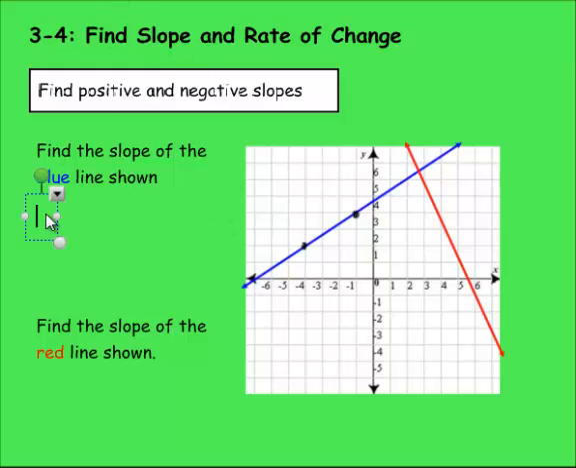Y equals mx plus b. So what's the slope of this? Our slope would be rise over run. So the rise was 2. The run was 1, 2, 3. So the rise was 2. The run was 3. So 2 over 3 would be my slope. So y would equal 2/3 x.